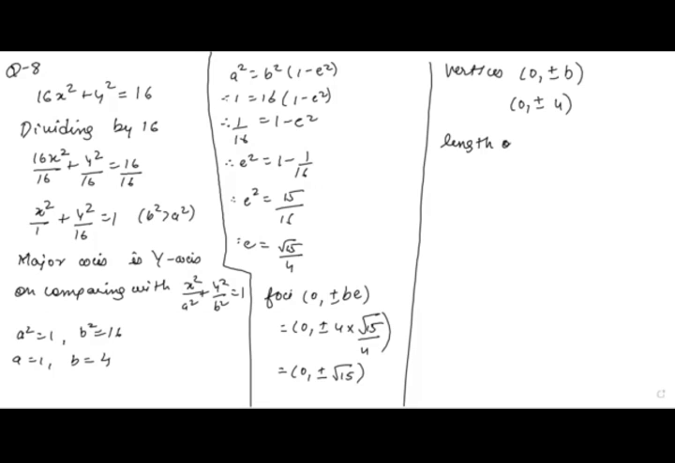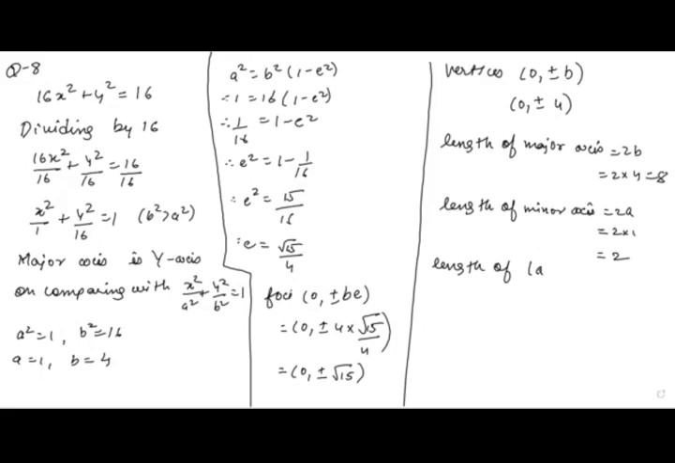Then length of major axis 2b, 2 into 4 is 8. Length of minor axis is 2a, 2 into 1 is 2. Lastly, the length of latus rectum, here it will be 2a square by b, keeping the value of a square as 1 whereas b as 4. The length of the latus rectum will be 1 by 2.